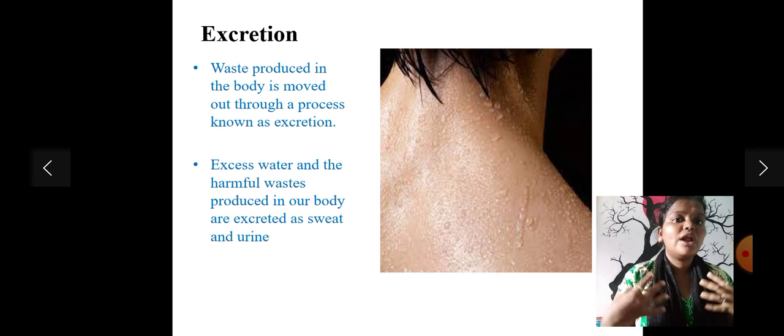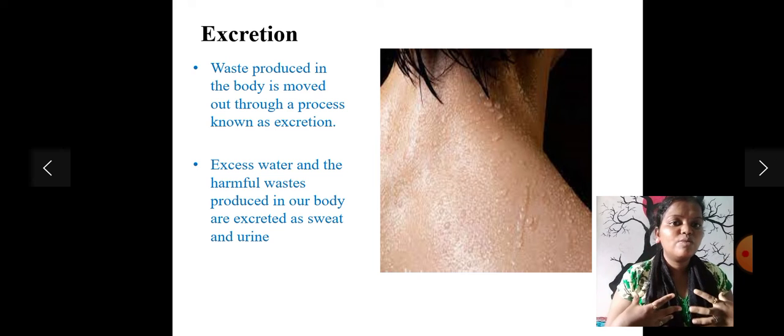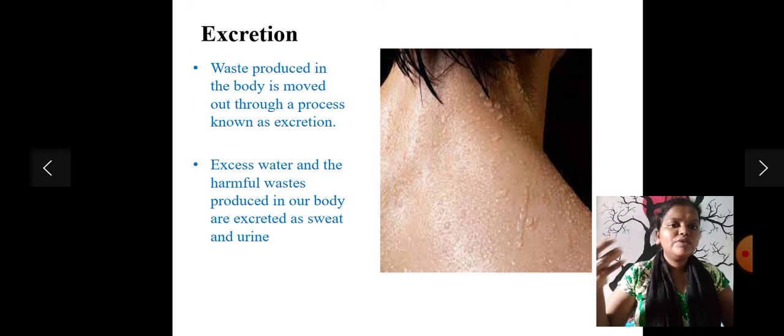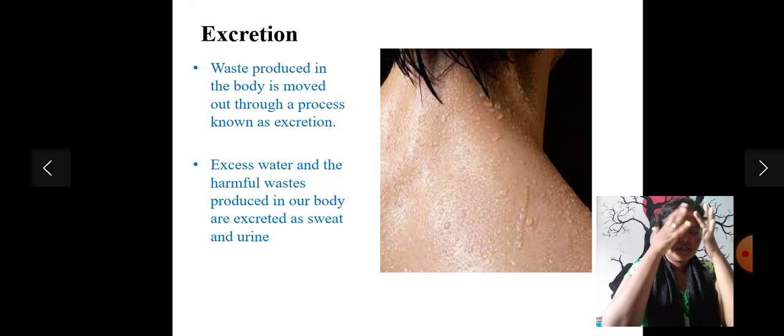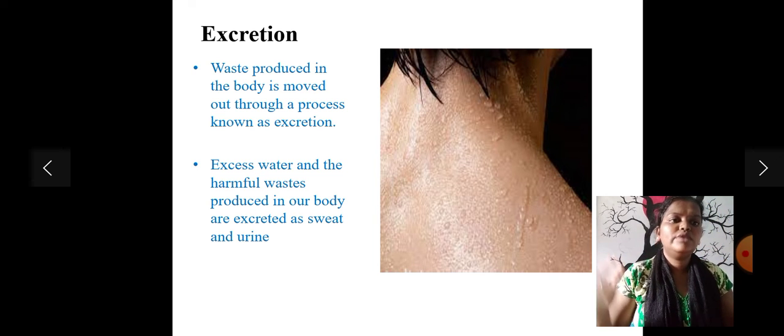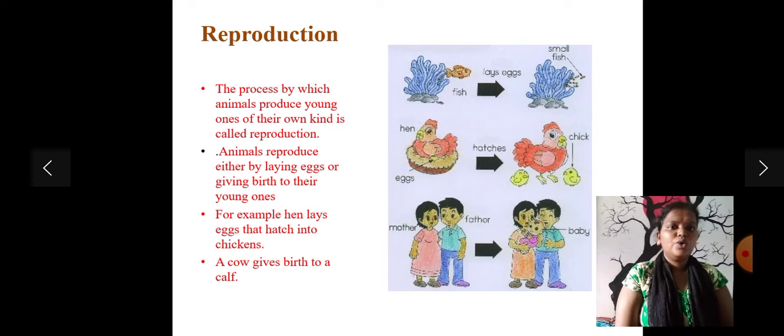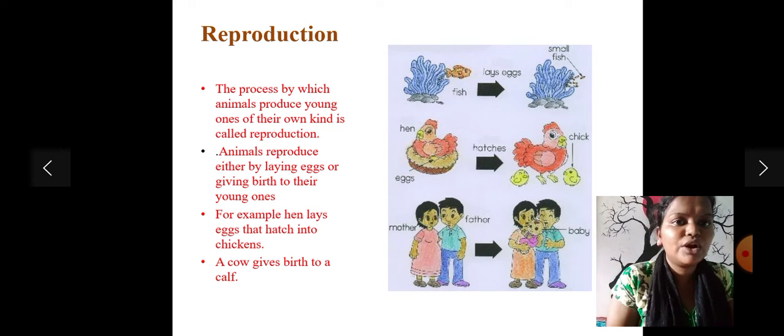Excess water and harmful wastes produced in our body are excreted as sweat and urine. Every waste product will come out of our body as sweat and urine. We pass urine, no? That is also a waste product excreted out of our body. Okay, last one is reproduction.